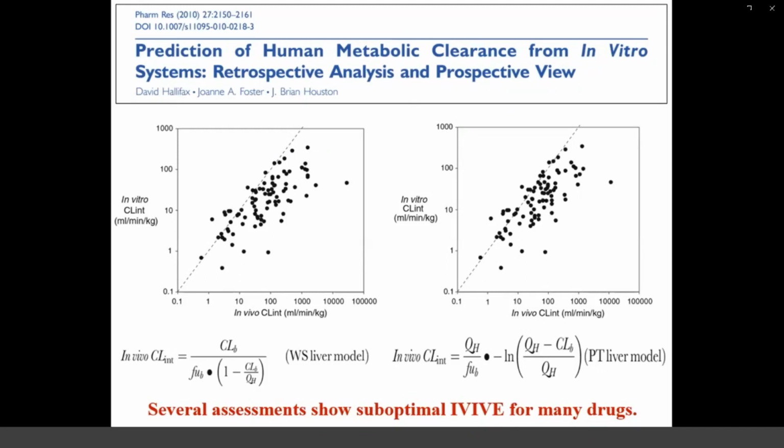High clearances in vitro predict high clearances in vivo, and vice versa for low clearances. However, there's an appreciable disturbance from the line of identity. There's an underprediction. Basically, the in vitro values underpredict what's happening in vivo. So the search has been for ways to improve, and I'll show some of the reasons why they may not.